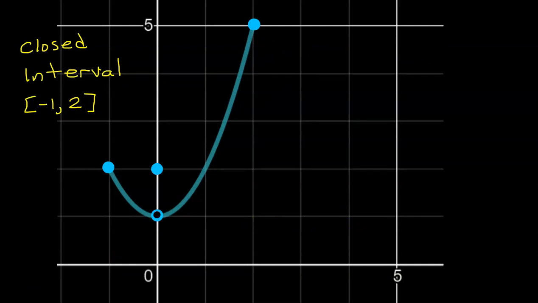For this problem, we are back to the closed interval from -1 to 2. However, does this problem have a minimum value? No, there is no minimum because the point at the very bottom is not included in the function. See the open circle? So there is no minimum. Of course, there's still a maximum value, which is still the endpoint up here at 2, 5.